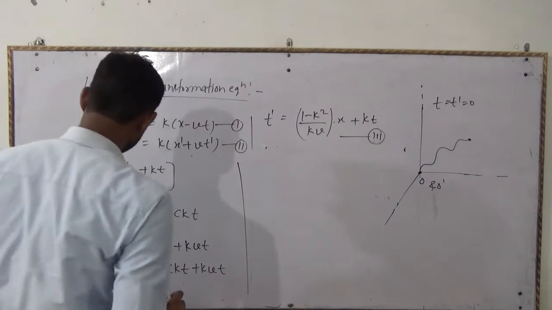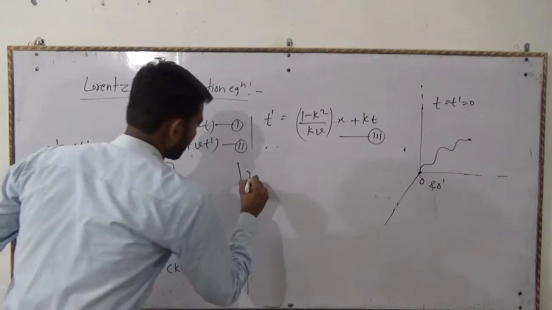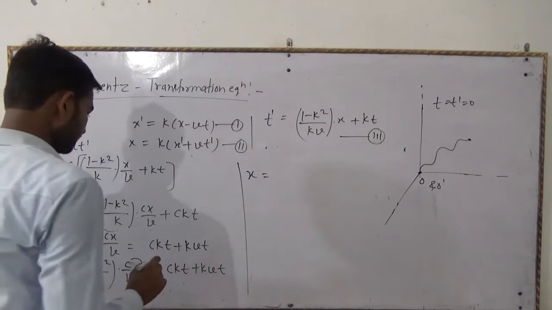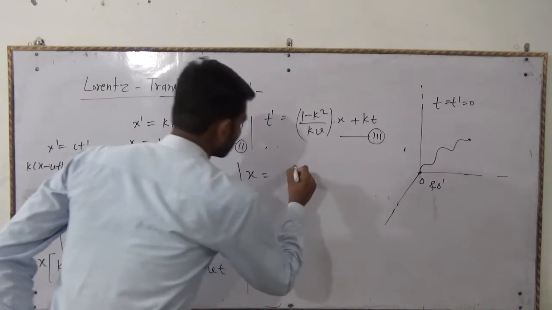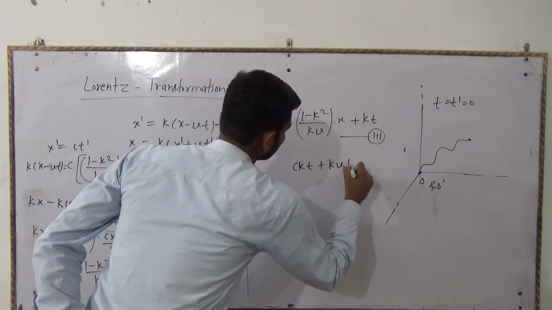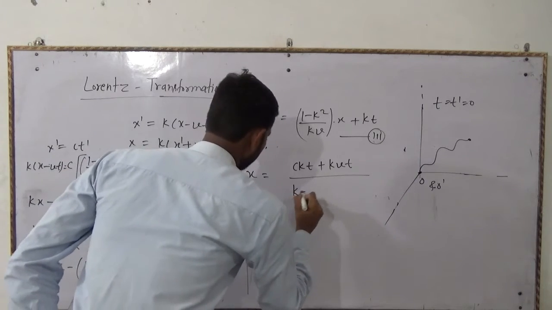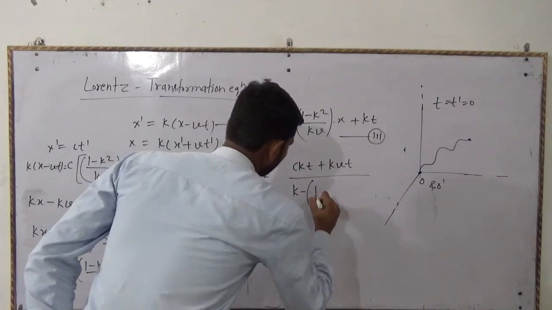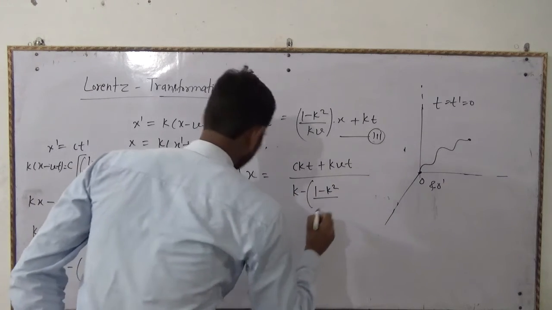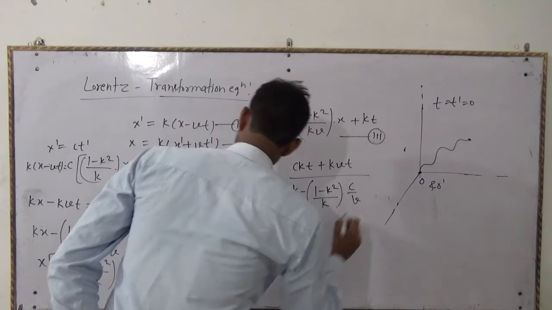After simplifying it, we can get x is equal to ckt plus kvt upon k minus 1 minus k square by k into c by v.